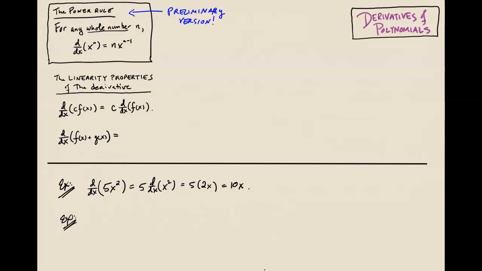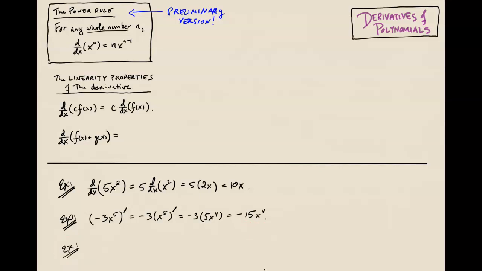Or to take another example, what's the derivative of minus 3x to the 5th? Well, this is a constant multiple of a function, so let's pull the minus 3 outside of the derivative, like so. We know the derivative of x to the 5th, that comes from our power rule. It's 5x to the 4th, so the derivative of this function is ultimately equal to minus 15x to the 4th.